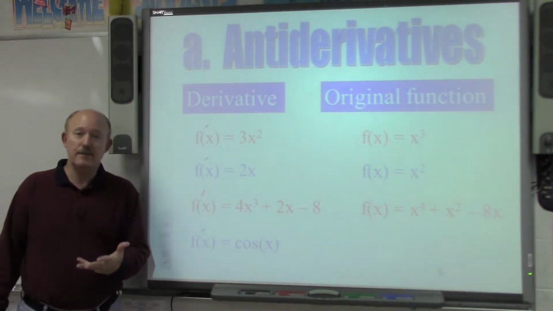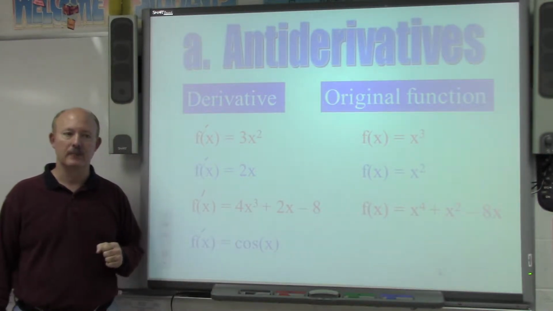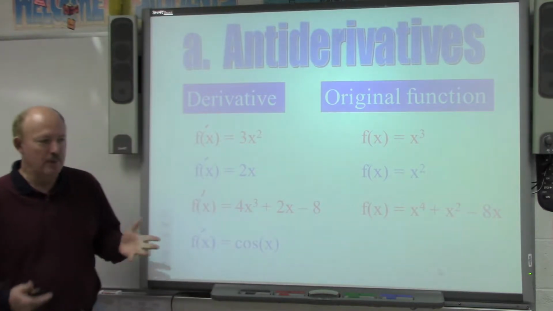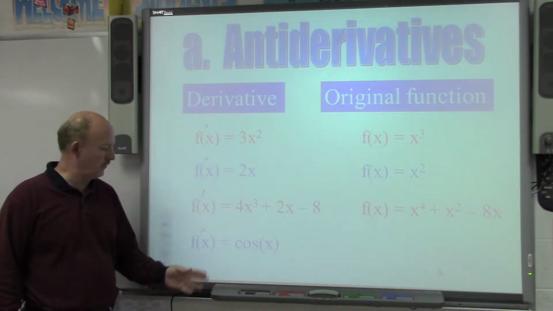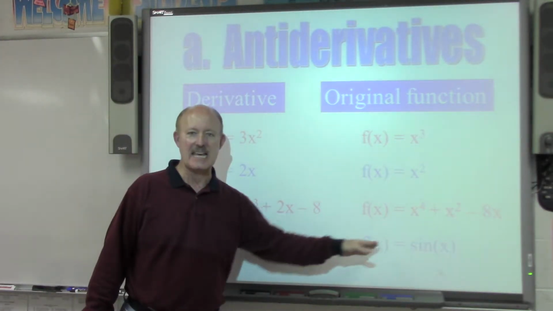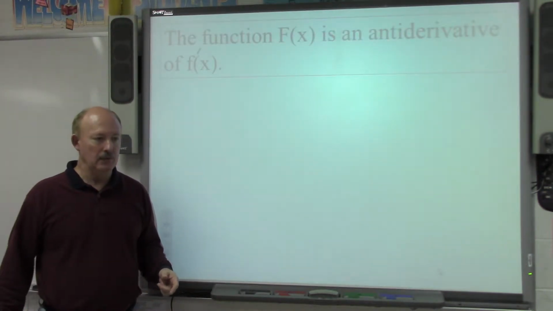What about a trig function? What if they've given that the derivative of a function is cosine x? What would you imagine the original function to be? If you remember, the derivative of sine x is cosine x, so if this is the derivative, then the original function would have been sine x. This is what my students would have indicated. So think about this now.